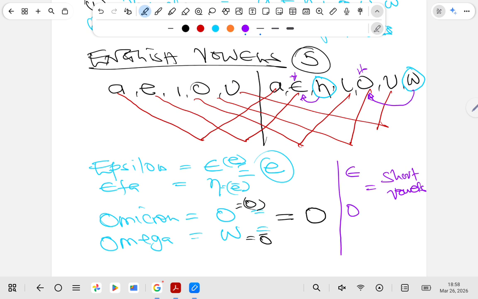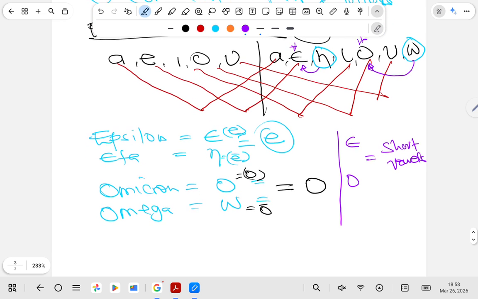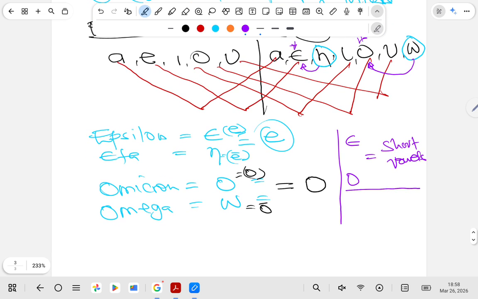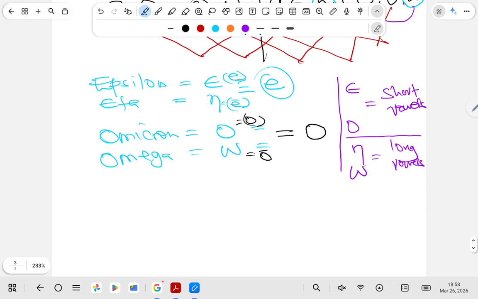Short vowels, very, very important. And then eta and omega are called long vowels. Okay, so already then, let me try to explain this a little bit.